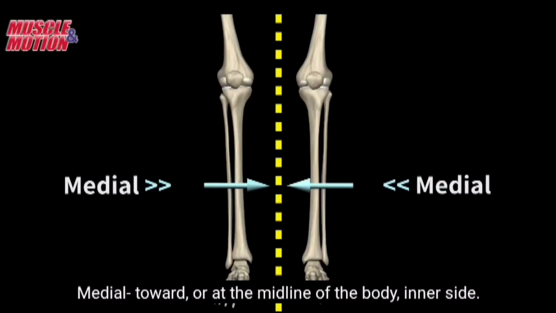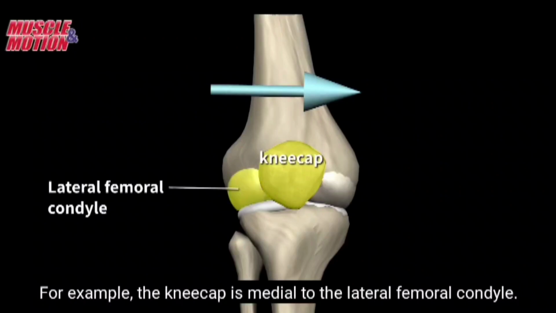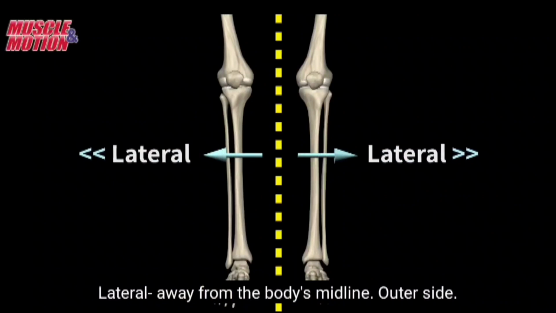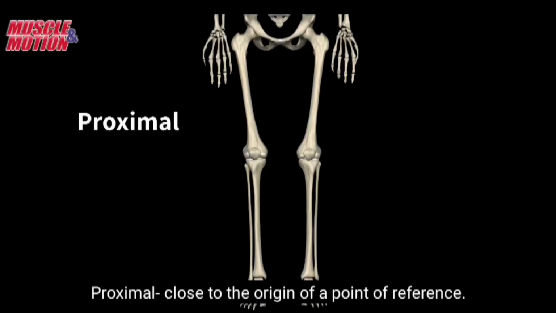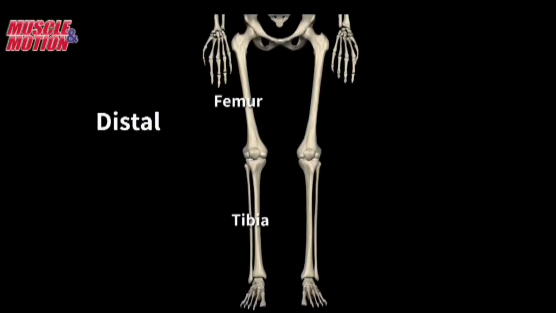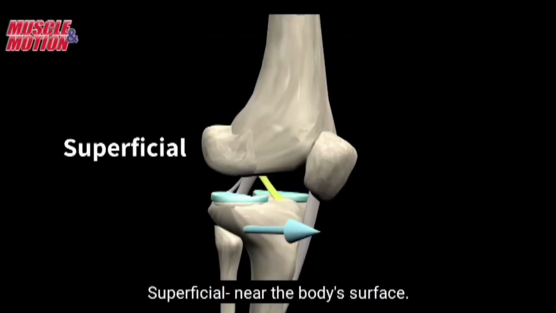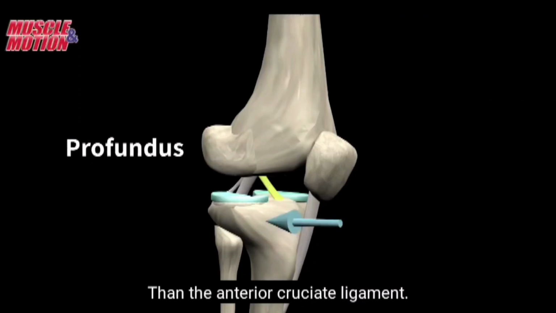Medial, toward or at the midline of the body, inner side. For example, the kneecap is medial to the lateral femoral condyle. Lateral, away from the body's midline, outer side, such as the lateral collateral ligament is on the lateral aspect of the knee joint. Proximal, close to the origin or point of reference. For example, the femur is proximal to the tibia. Distal, far from the origin or point of reference. Superficial, near the body's surface. For example, the patellar tendon is more superficial than the anterior cruciate ligament. Profundus, deep.